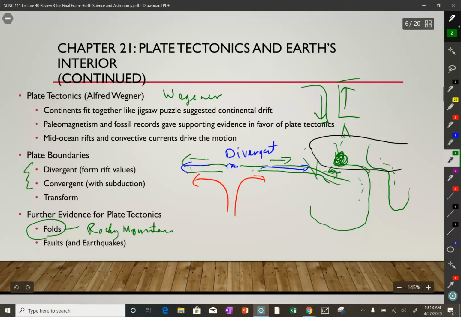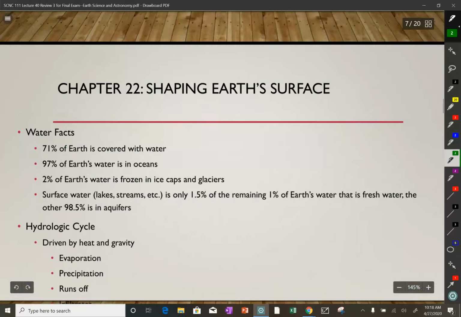Faults are cracks in a plate. So we have like 8 major plates and a number of smaller plates. And then within those plates, you have faults or cracks in the plate that are caused by the stresses associated with plate motion.